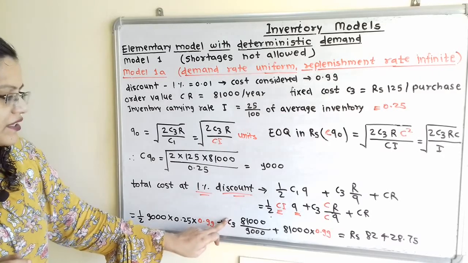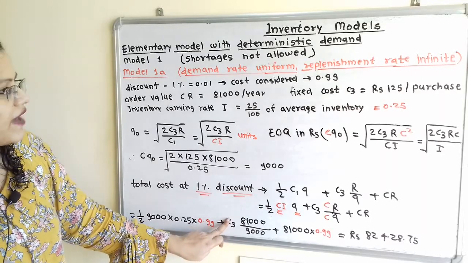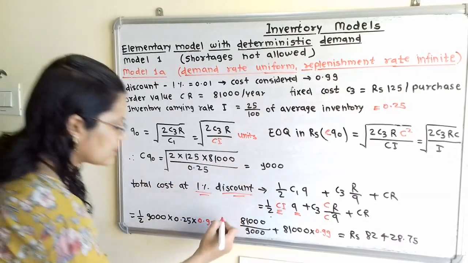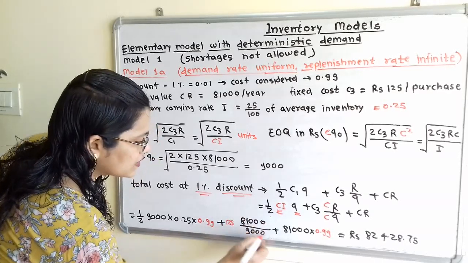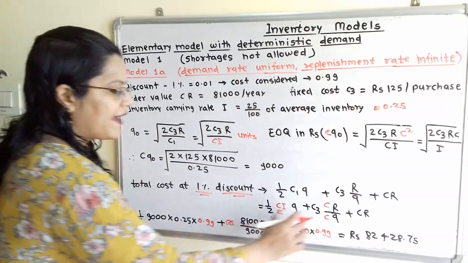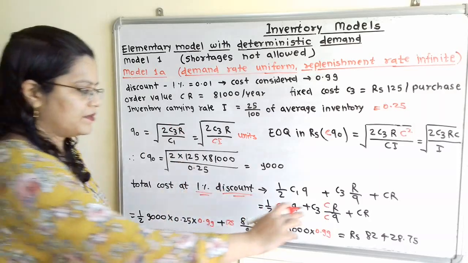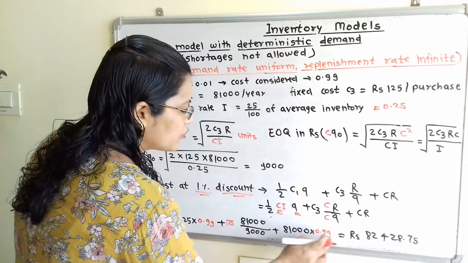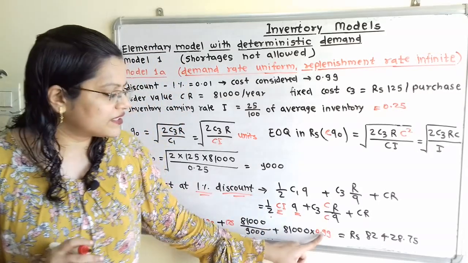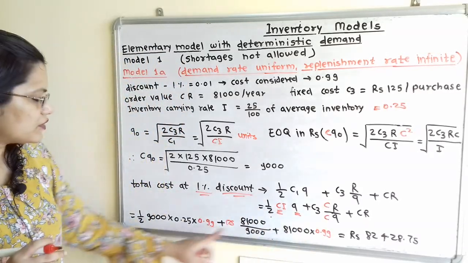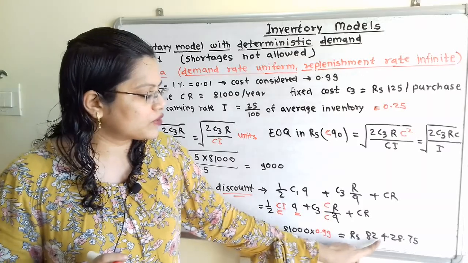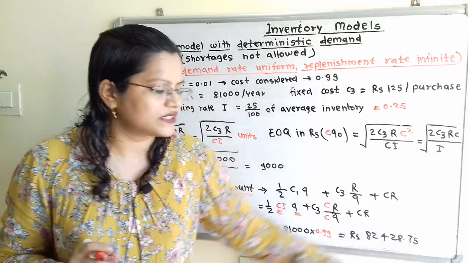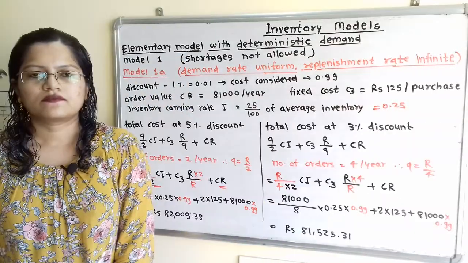So I have to write here 125 into 81,000 divided by 9,000, and here discount is not applicable, plus CR. So CR is given, 81,000 into 0.99. So here discount is applicable. So when we solve this, we will get rupees 82,428.75.